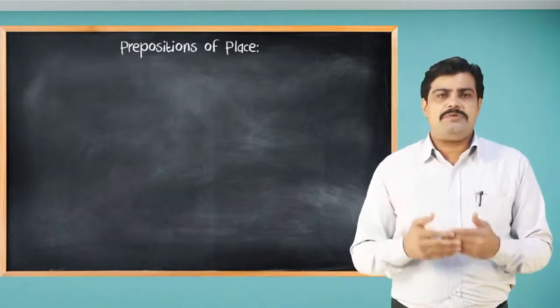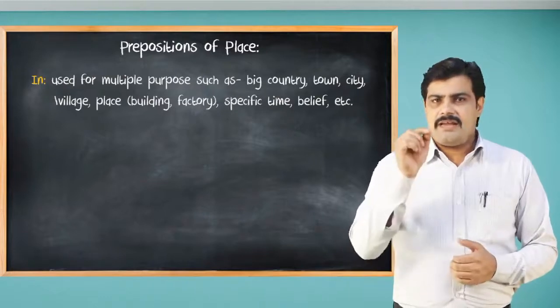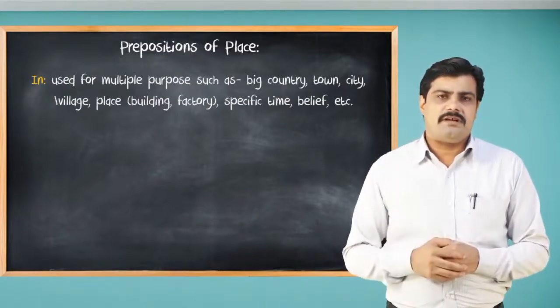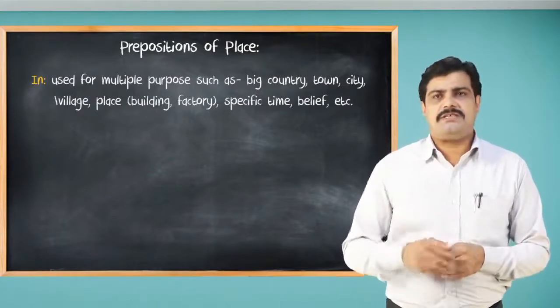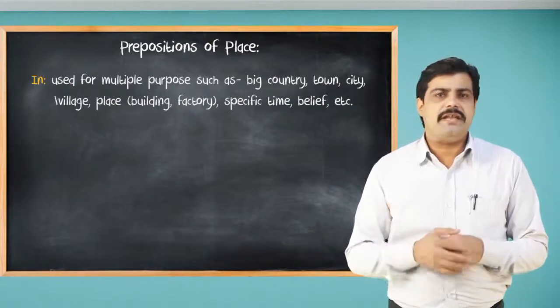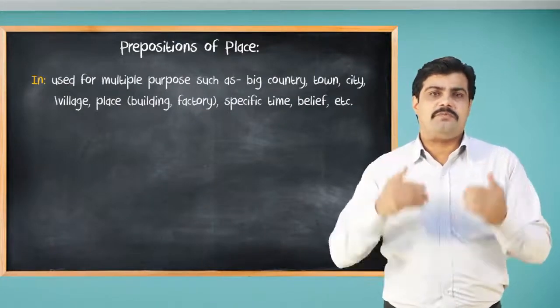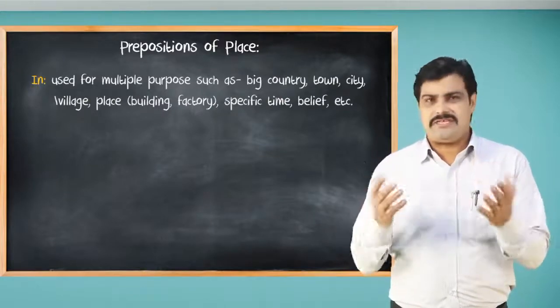The another type is prepositions of place. In is the preposition which is used for places, and it is used for multiple purposes, such as for big countries we use in, town, cities, village, place, building, factory, specific time, belief, etc.